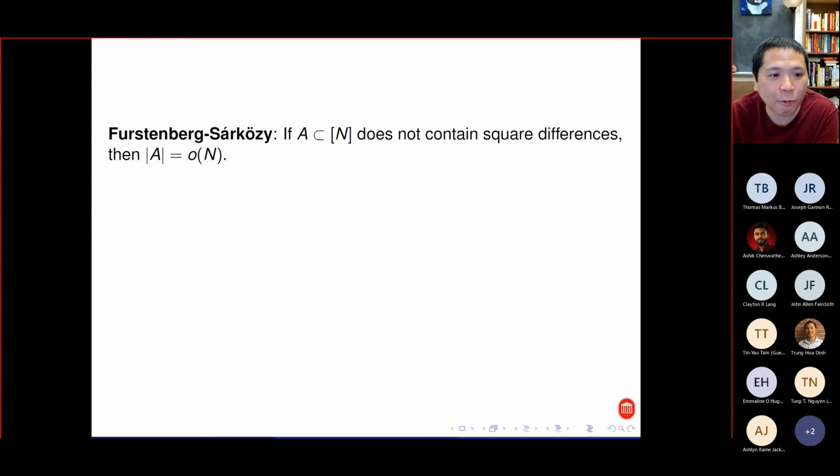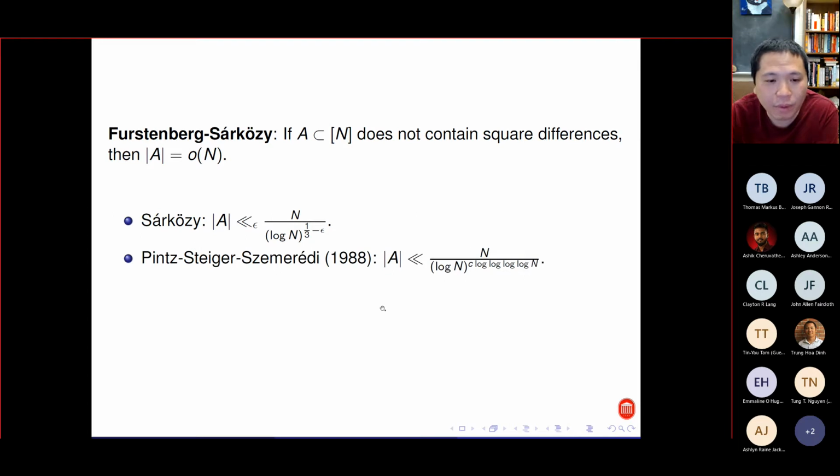And let's take the Furstenberg-Sárközy theorem. If the differences avoid the squares, then the size of the set has to be little o of n. Sárközy's original proof gives this bound: the size of A is smaller than some constant times n over some power of log n, where the power is a bit less than one third.